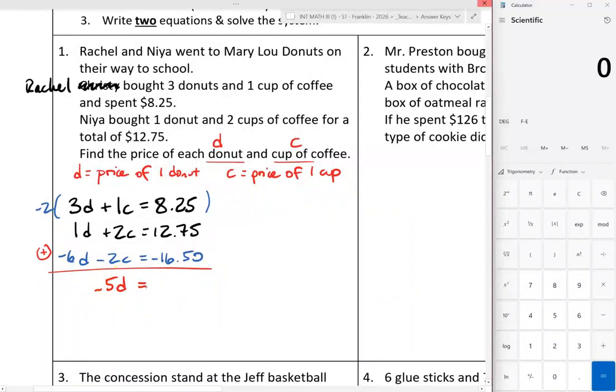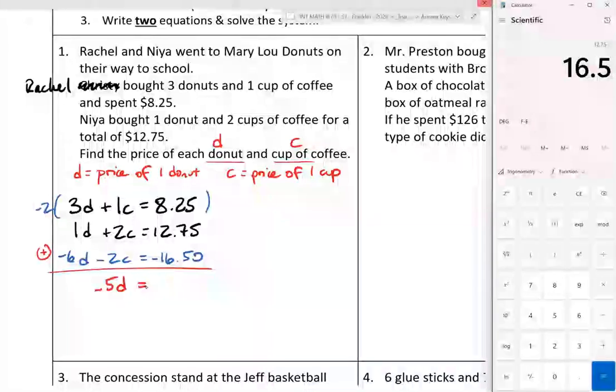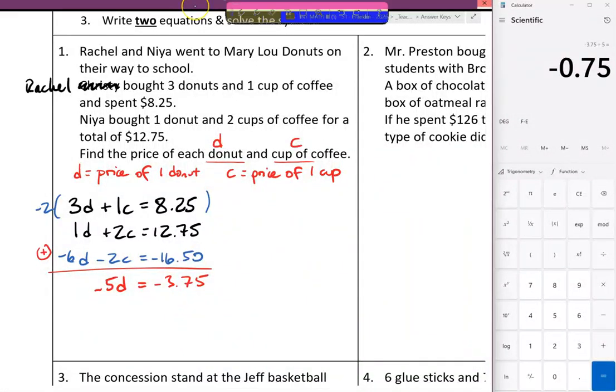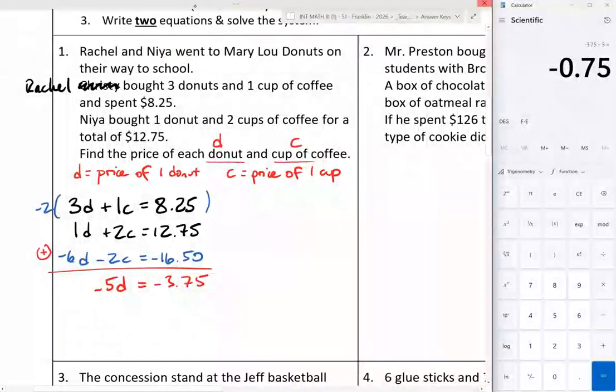Now we have to do some decimal math, and it's always handy to have a calculator near you so you can do this quickly. We get -3.75. All right, now just divide by 5. And we end up with 75 cents. I should have divided by -5. But we get 75 cents here for the cost of 1 donut.